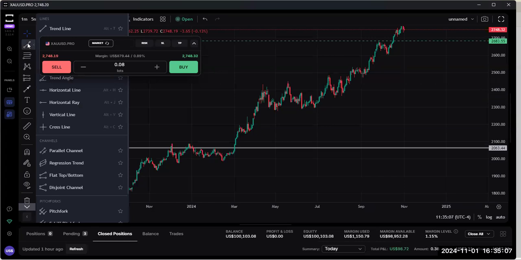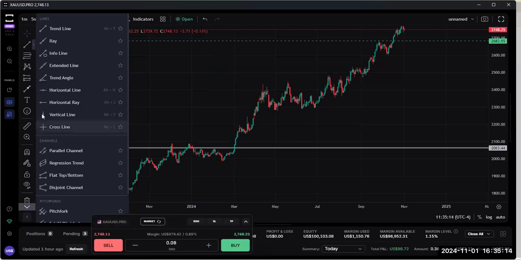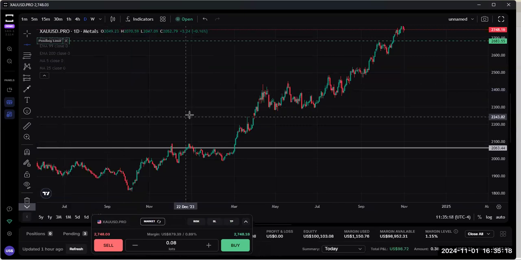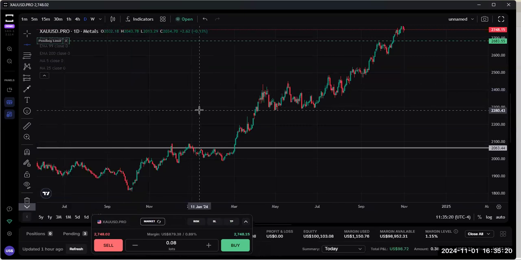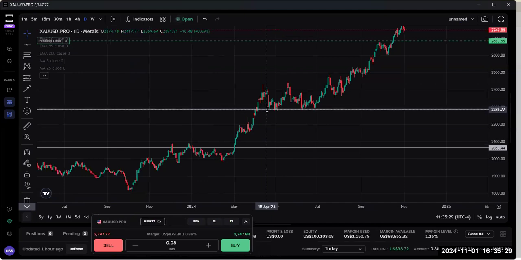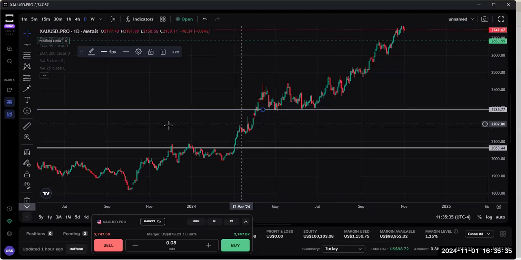So I'll come here. You have this even if you're using mobile. It's also on your phone. So I look for my horizontal line. And once I place it, you can just move this around to find where you would move it to that would have multiple touch points.